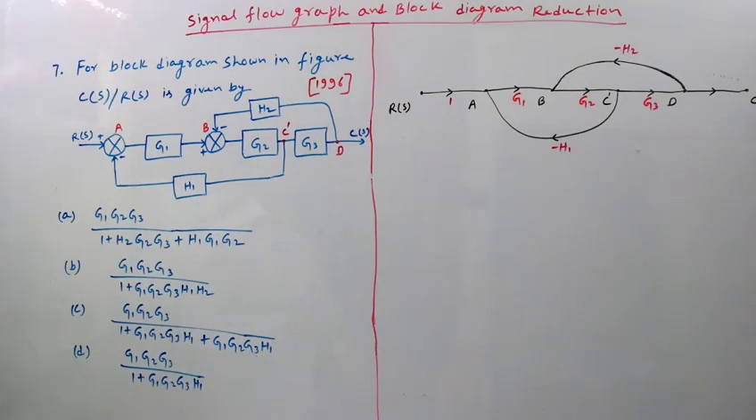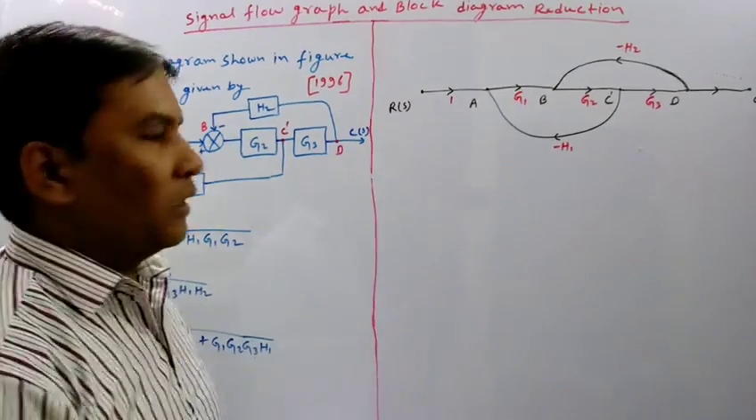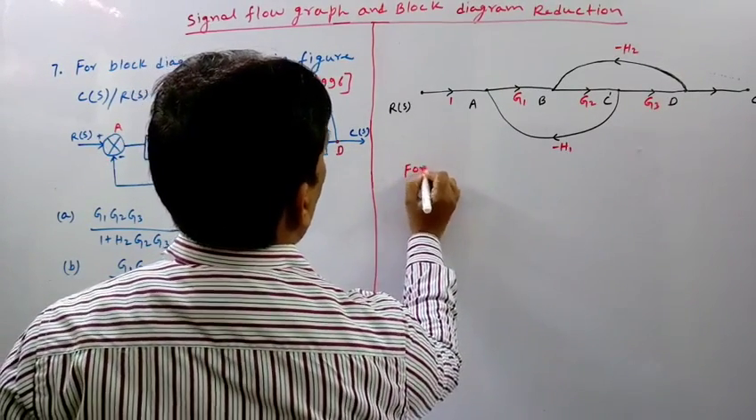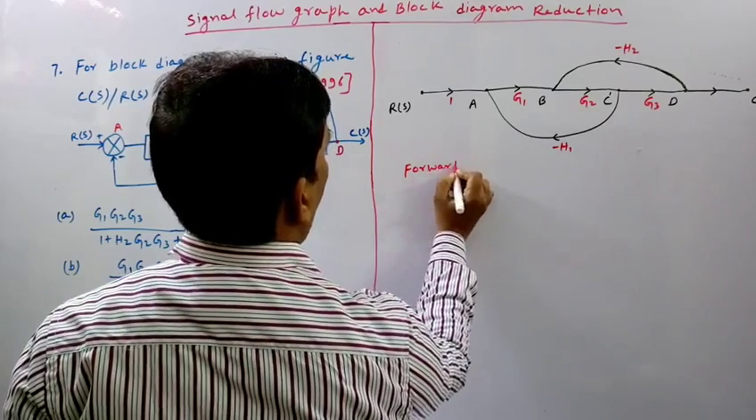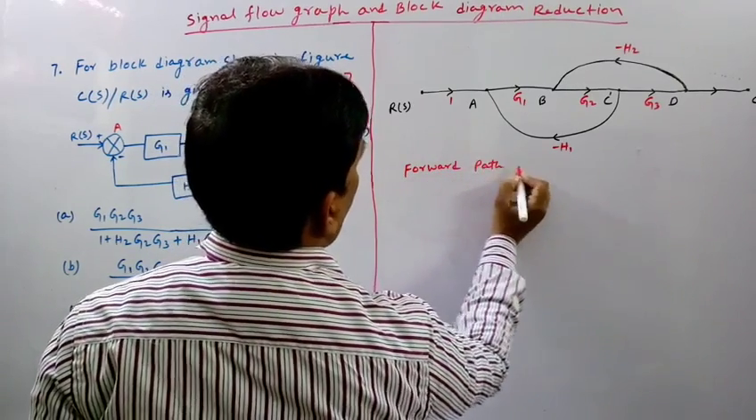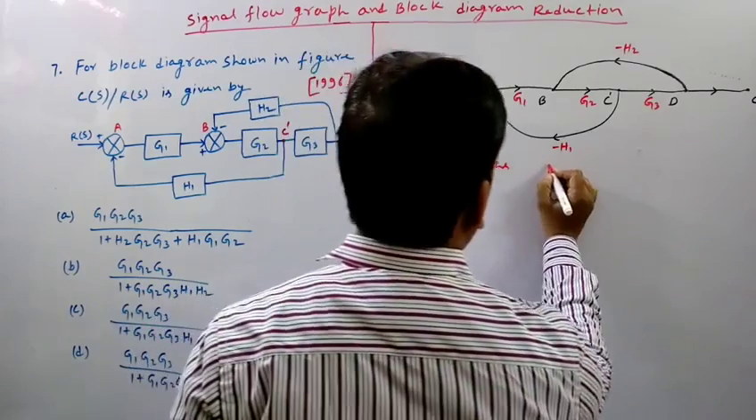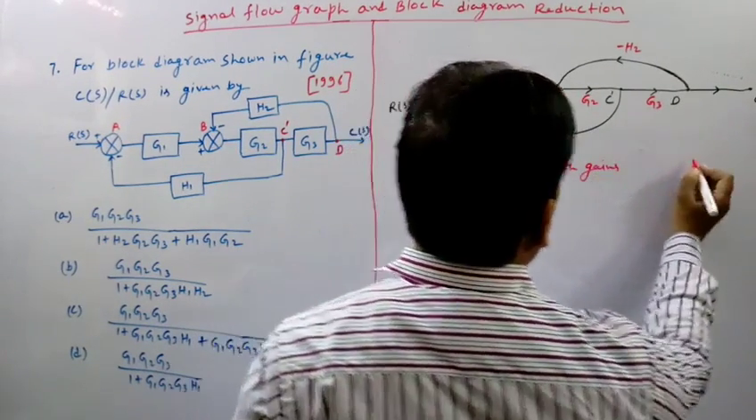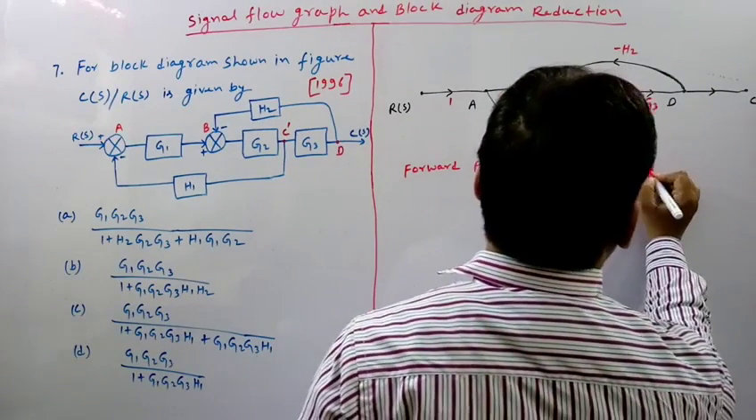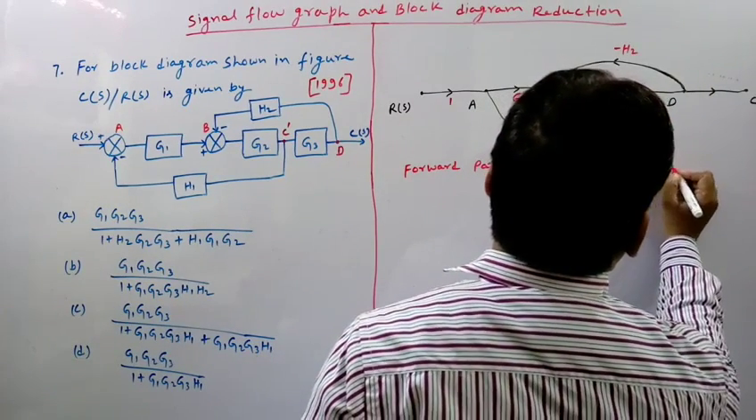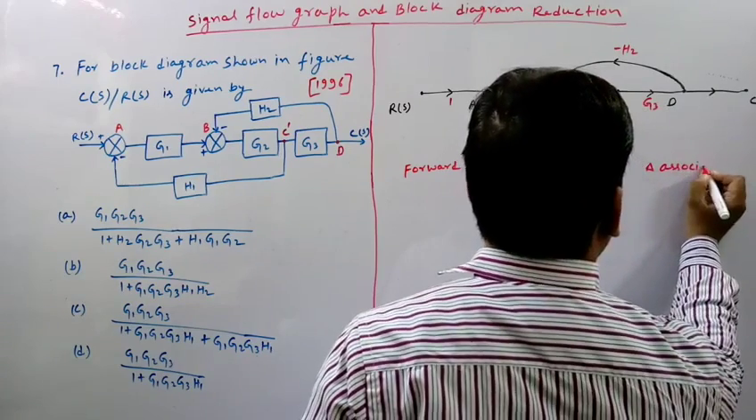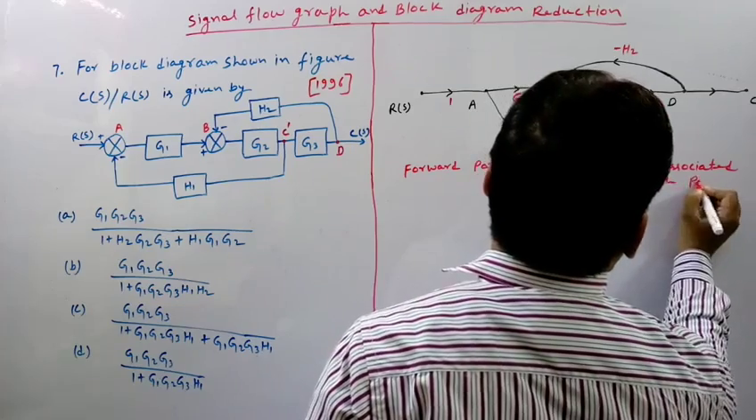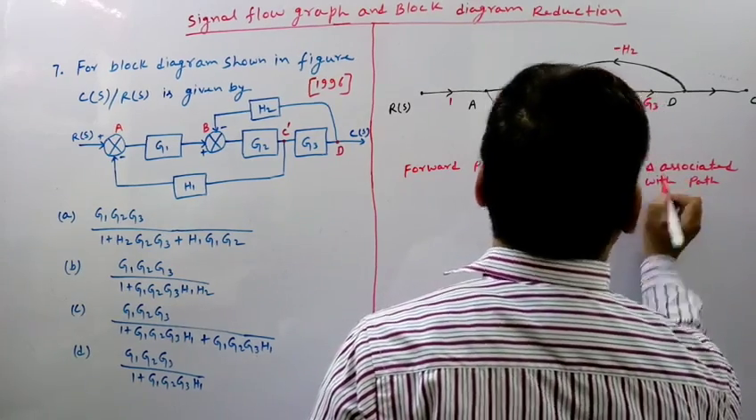So now let us write what are the forward paths. Here write path gains, and here write delta associated with path.